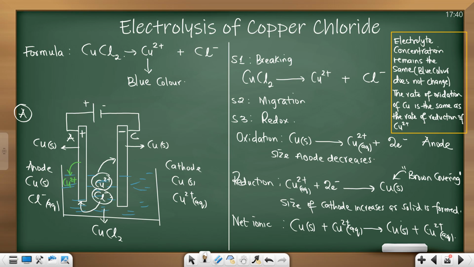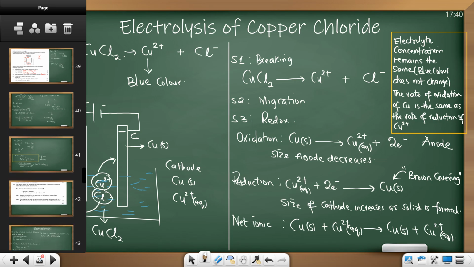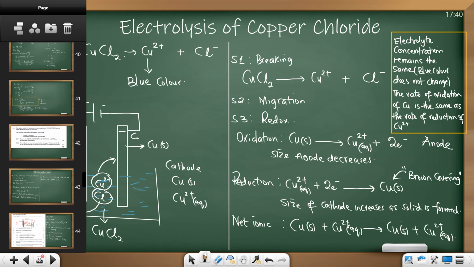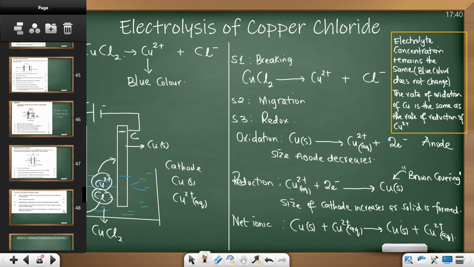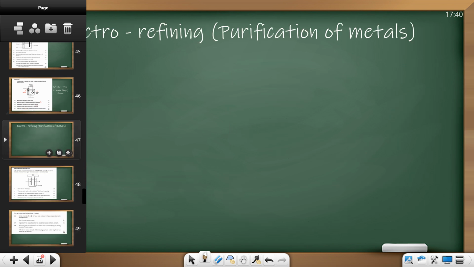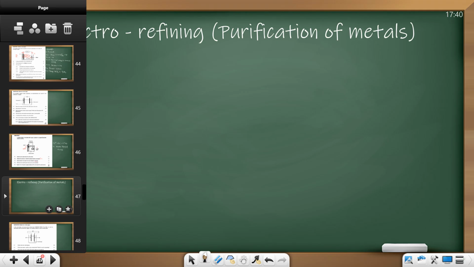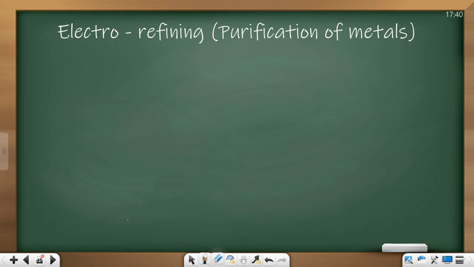The first one we looked at was electrolysis of copper chloride, and we used copper and carbon. We also dealt with electroplating, just the covering of a metal with another metal. Today I want to look at electrorefining, and after this we will move on to whatever questions we see. Then from there we answer questions.